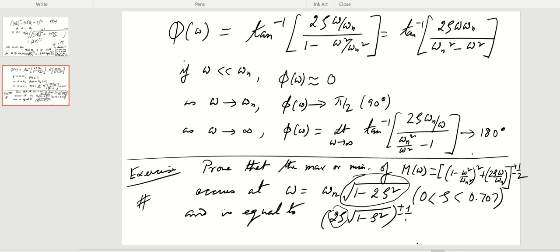Enough of that. But we still haven't addressed the main question. This was just a small digression. We still haven't addressed how zeta influences the plot of this phase. Is it very obvious to see? Can we just ascertain this by looking at the function here? Because we have only looked at these regions when omega is much smaller than omega n, when omega tends to omega n, and when omega is much greater.